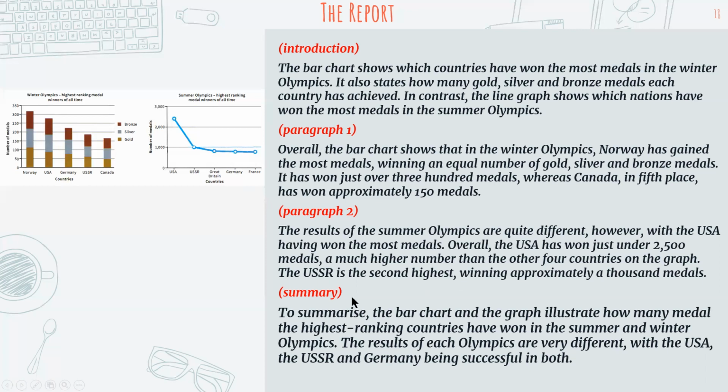In the summary, can I talk about only one of them? Can I summarize only one of them? No, your summary should include information about both the bar chart and the line graph. So, to summarize, the bar chart and the graph illustrate how many medals the highest ranking countries have won in the Summer and Winter Olympics. The results of each Olympics are very different, with the US, the USSR and Germany being successful in both. So you have to organize your report in this way.